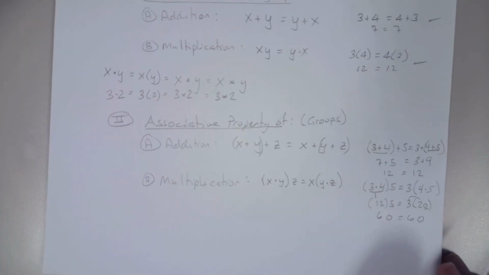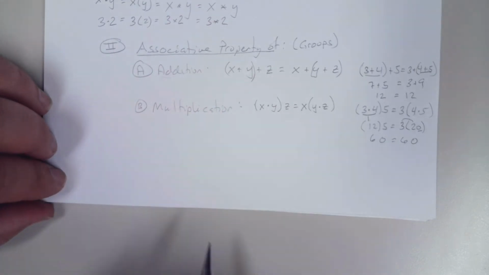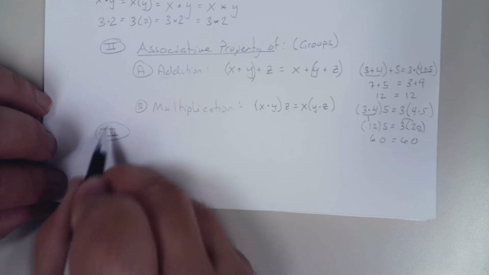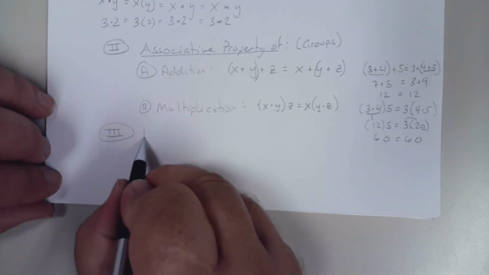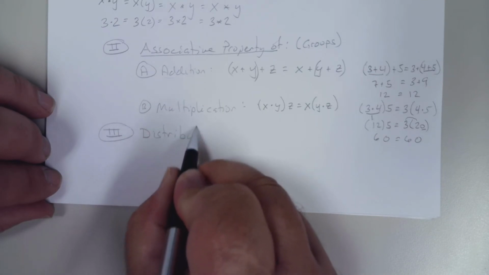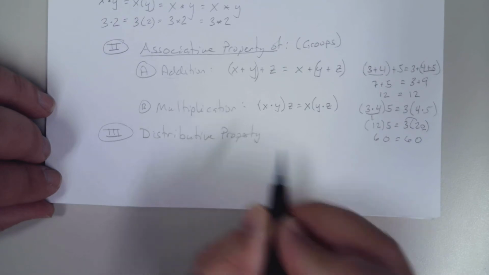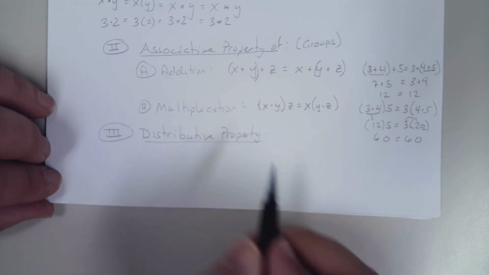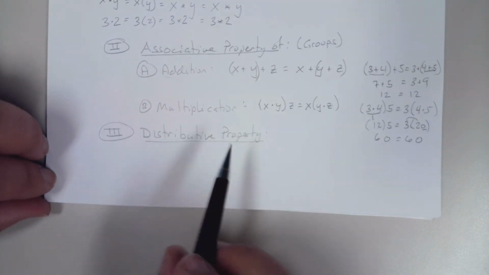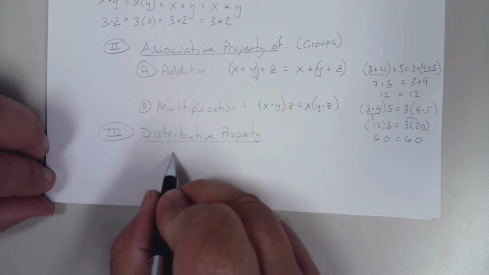Okay, so for the first two properties, we have to separate the additions and multiplication. The third property is probably one of the most important ones. The distributive property. Notice there's no of behind it, because this one takes both addition and multiplication into account. This is what it looks like.